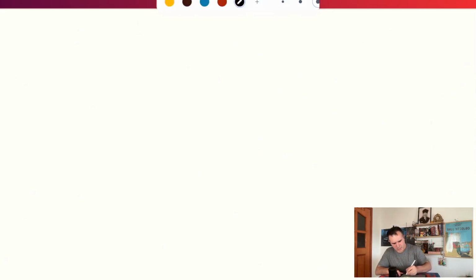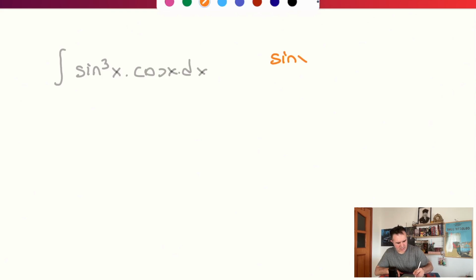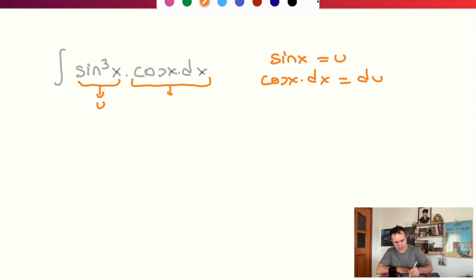Let's say this problem was the integral of sin³x times cos x dx. If we say sin x equals u, then the derivative of both sides gives cos x times dx equal to du. Here we will say u for sin x, and du will be cos x dx. Then the integral becomes the integral of u³ du.